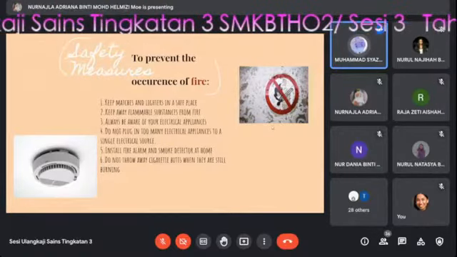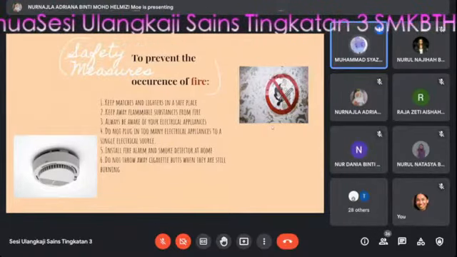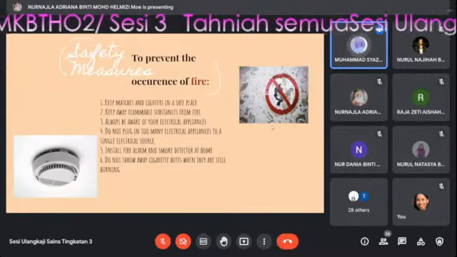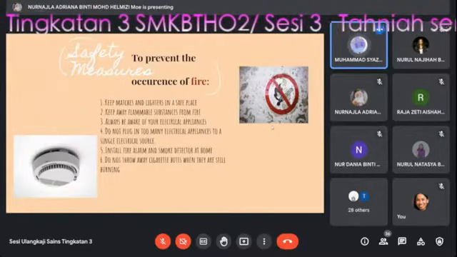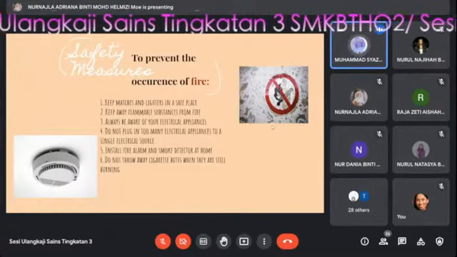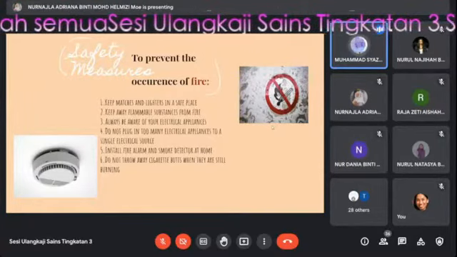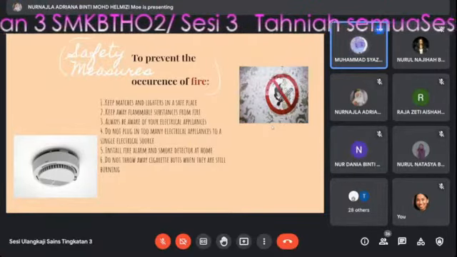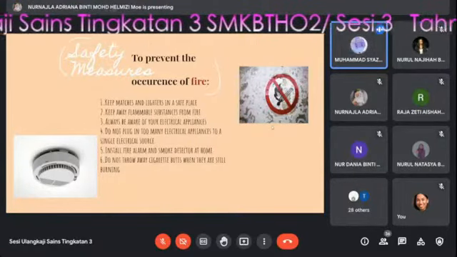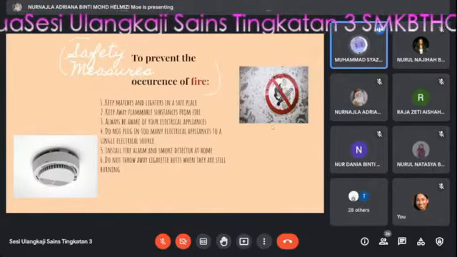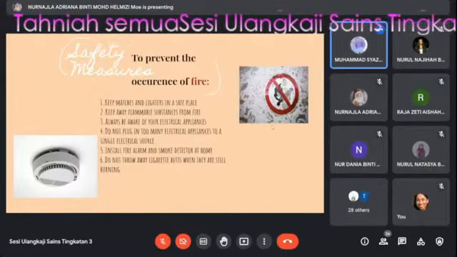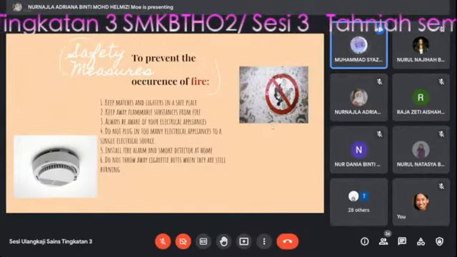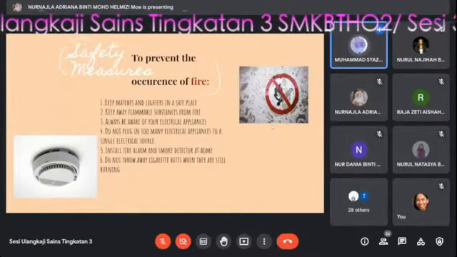Number 2, keep away flammable substances from fire. Number 3, always be aware of your electrical appliances. You should from time to time check on the condition or state of your electrical appliances in case any of them may exhibit any chance of fire hazard happening. Number 4, do not plug in too many electrical appliances to a single electrical source because it can lead to a power overload, it can result in a short circuit and fire.